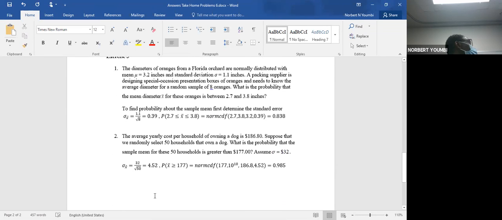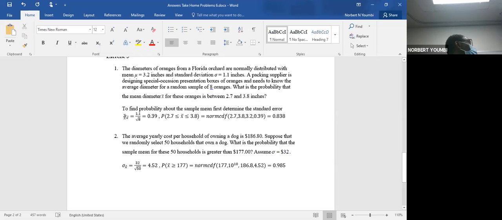Last exercise. Here, we want the mean and the standard deviation. Because of time, I'm going directly to the question. What is the probability that the mean diameter X bar for these oranges is between 2.7 and 3.8? Because it's a mean diameter, you want to know what the sample size is for that mean. What is the sample size for this mean here?